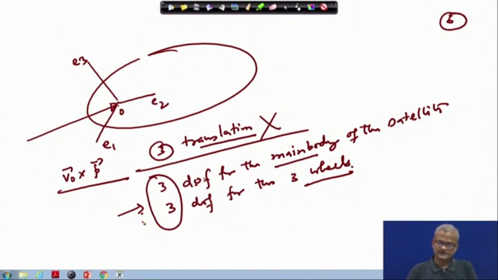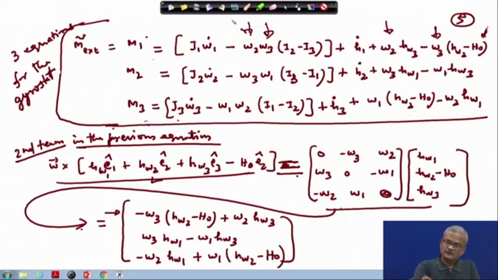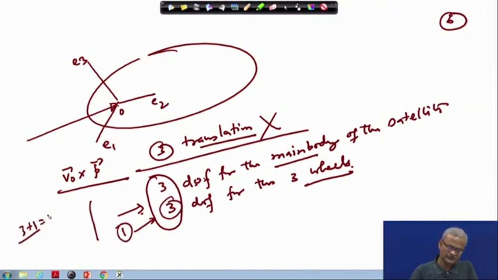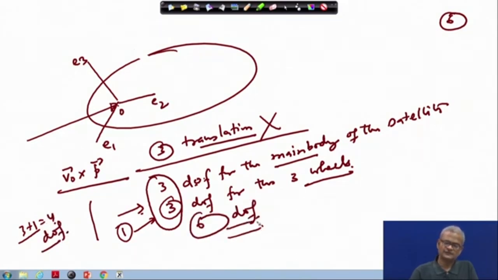In this case, if this gyrostat has only one wheel, then this 3 will be replaced by 1. It becomes 3 plus 1, a total of 4 degrees of freedom system, but currently this is a 6 degrees of freedom system.